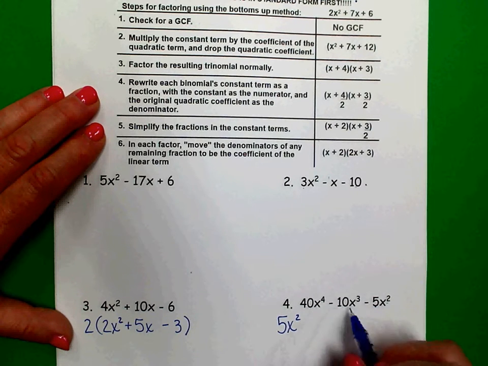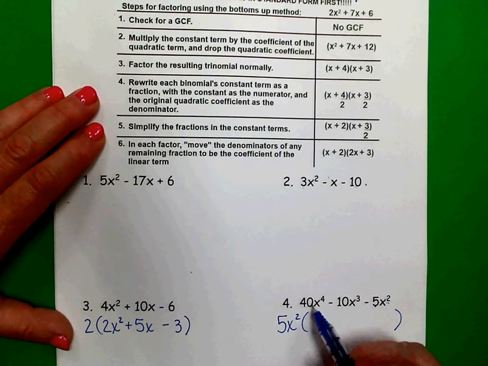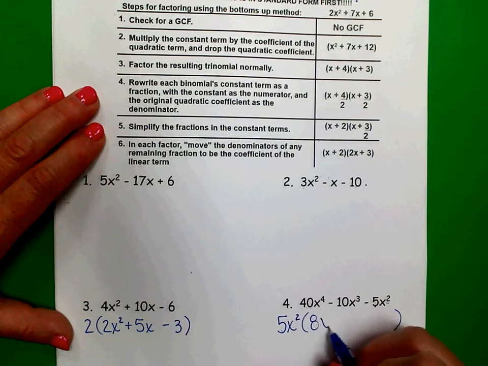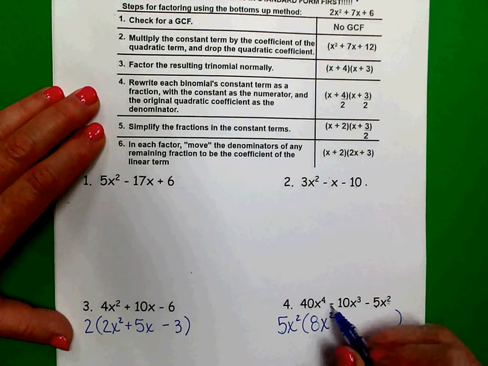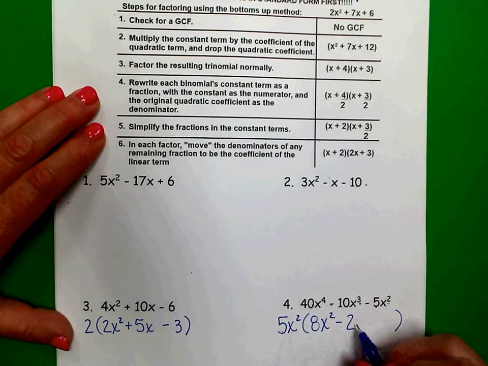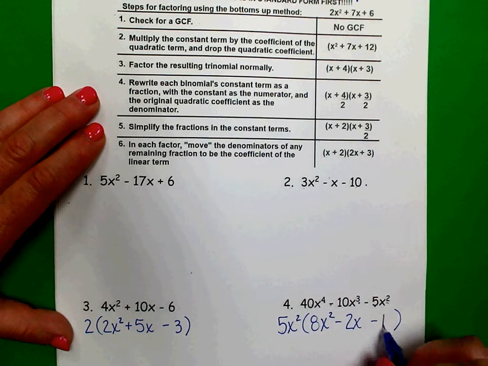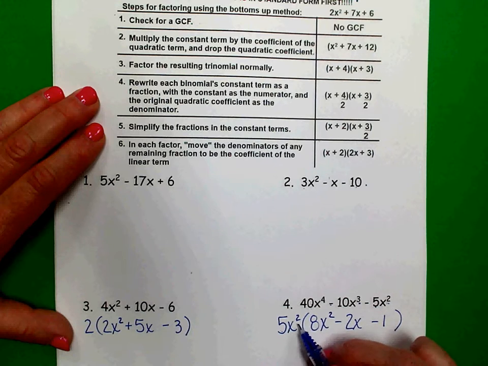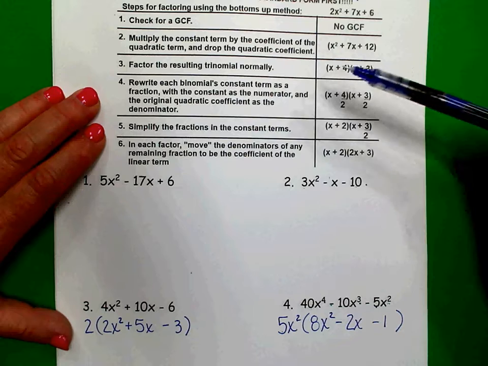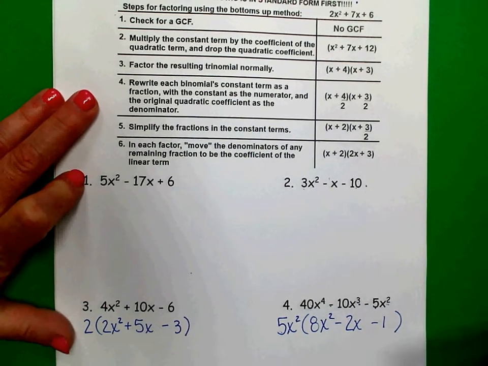I'm going to divide each of these by 5x squared to see what I have left. So I have 40 divided by 5, 4 x's, and I'm taking 2 away, so that leaves me with x squared, 2 x's. Negative 10 divided by 5, 3 x's, taking 2 away, which leaves me with 1. Negative 5 divided by 5, 2 x's, both of them coming out, no x's left. So I am done with step 1 on all 4 of these. I've either determined that there wasn't a GCF, or I've taken the GCF out.